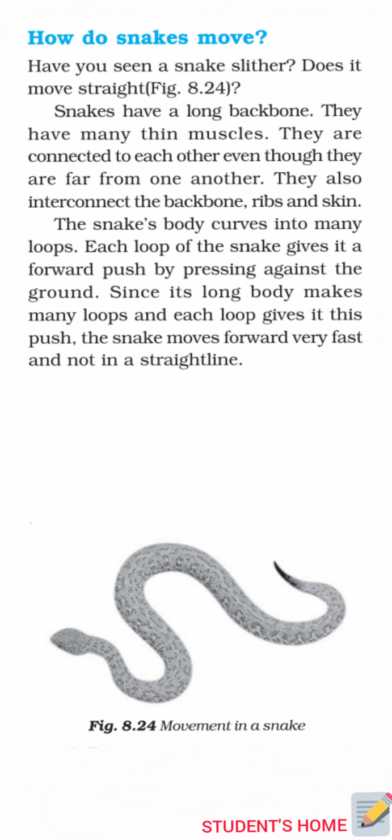The snake's body curves into many loops. Each loop of the snake gives it a forward push by pressing against the ground. Since its long body makes many loops and each loop gives it this push, the snake moves forward very fast and not in a straight line.